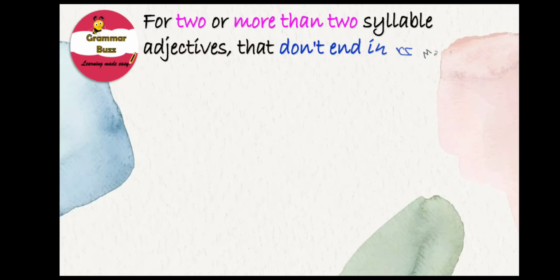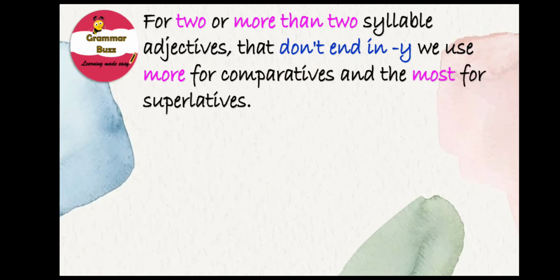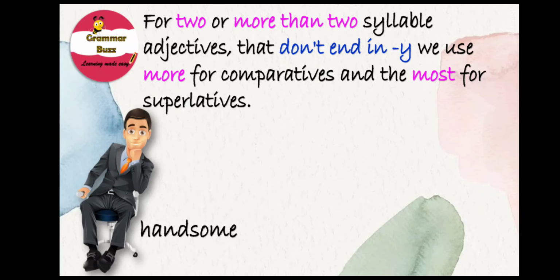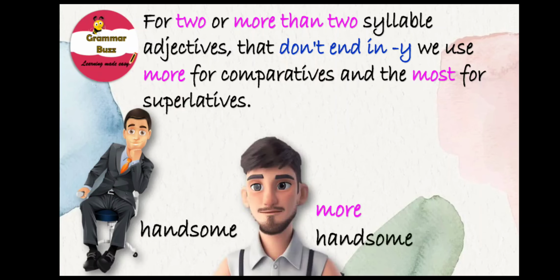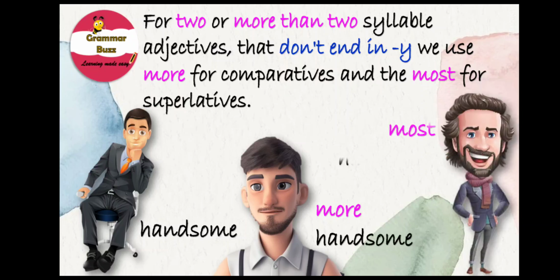Moving on with the next rule. For two or more than two-syllable adjectives that don't end in Y, we use more for comparative and most for superlative. For example, handsome. Here the adjective in the positive degree handsome does not end in a Y. So, the comparative degree will be more handsome and the superlative degree is most handsome.